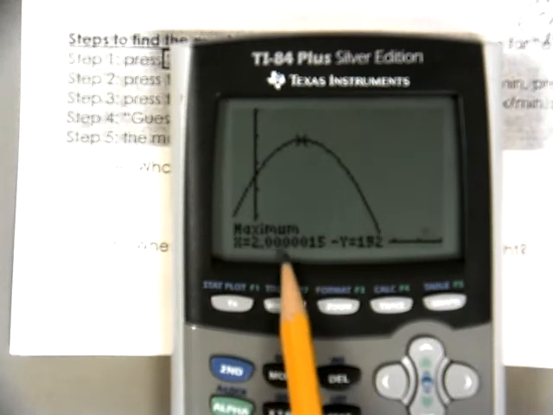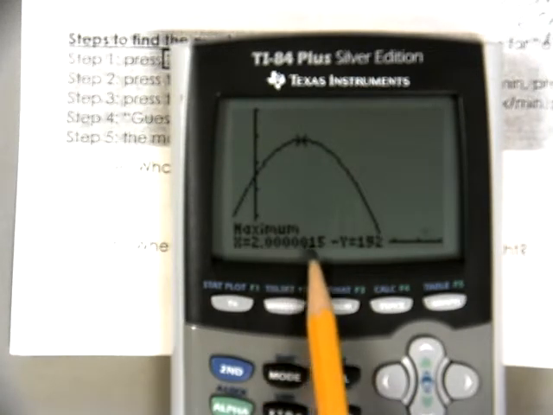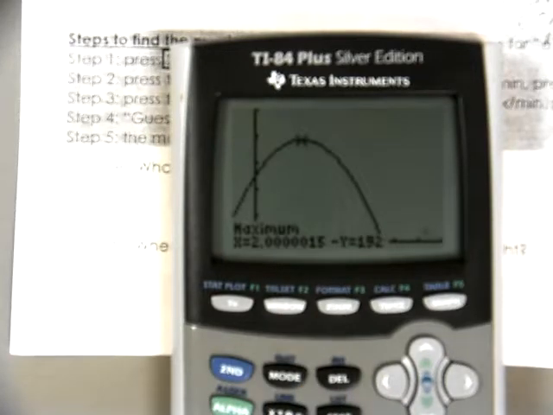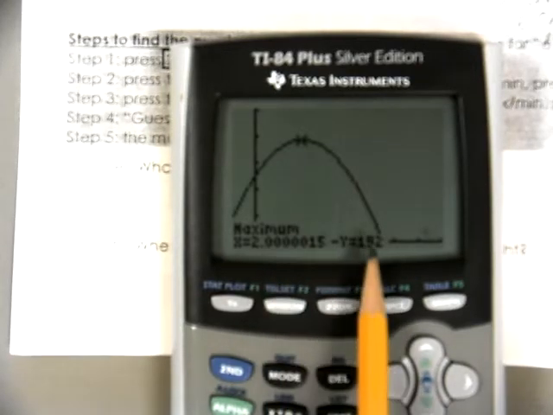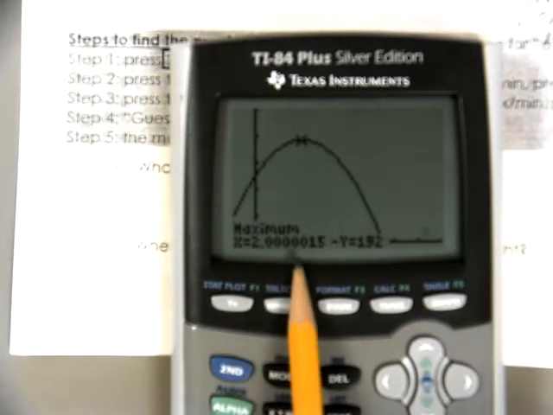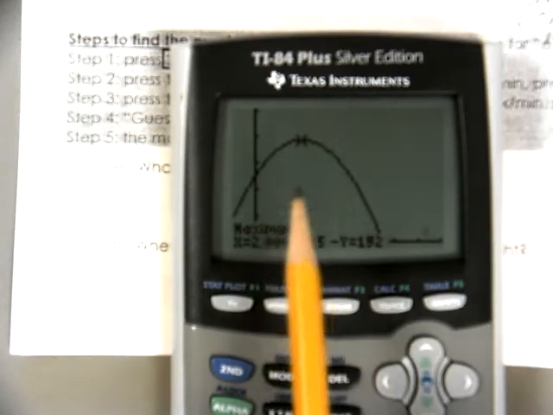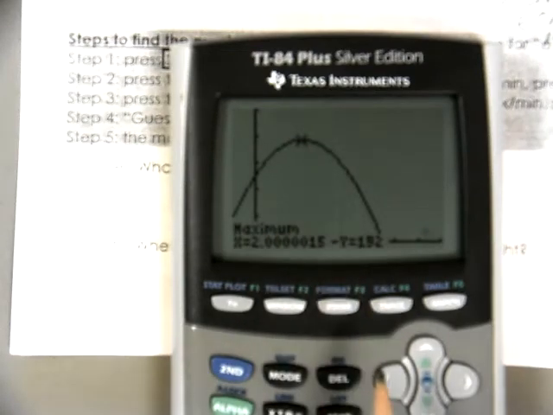Some people get 1.99999. Some people get what I have here at 2.00015. But it is still exactly 2. It's not this value. It's not the 1.99. It is exactly 2. It's just the way that the calculator uses the process to find the maximum value.